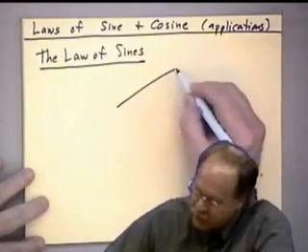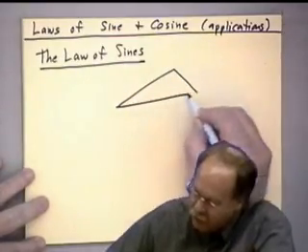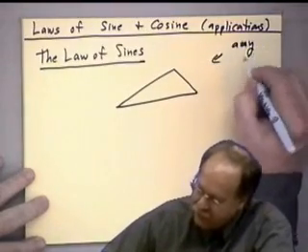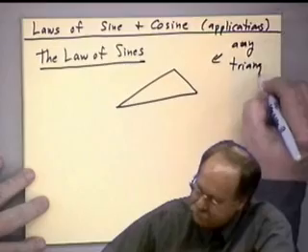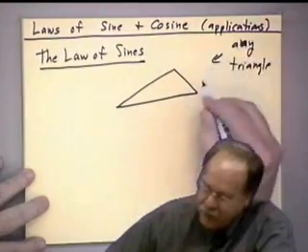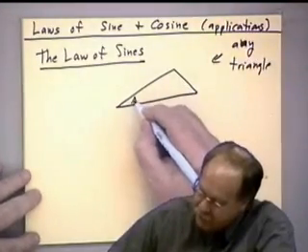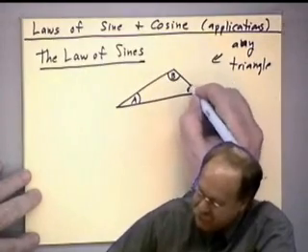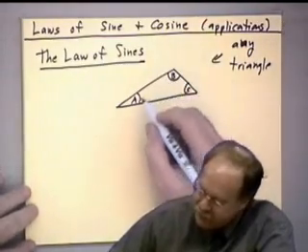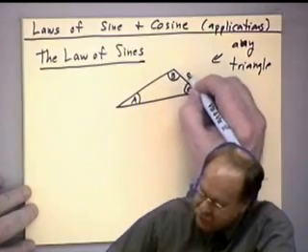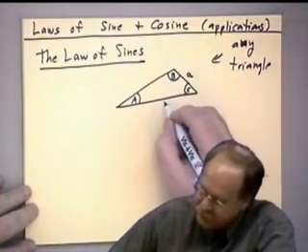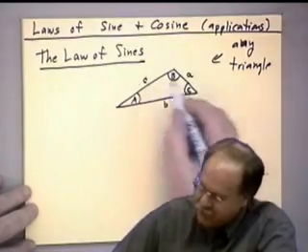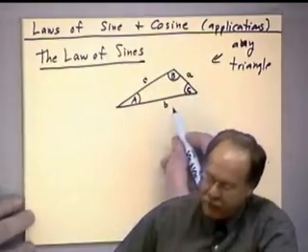So for example, let me draw something here that looks kind of irregular. This is meant to represent any triangle. And let's label the various parts. Let's call these angles capital A, capital B, and capital C. The side opposite angle A is usually labeled with a small a, opposite B with a small b, and opposite C with a small c, although it's sometimes hard to tell the big and the small c apart.